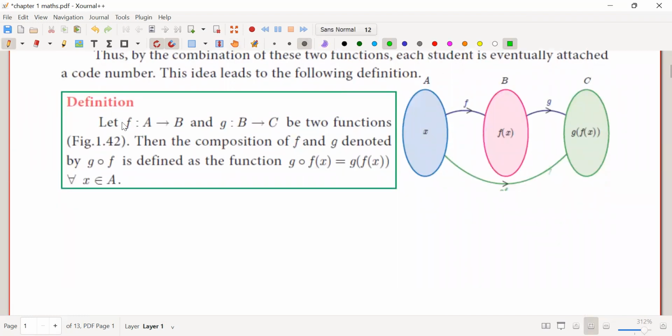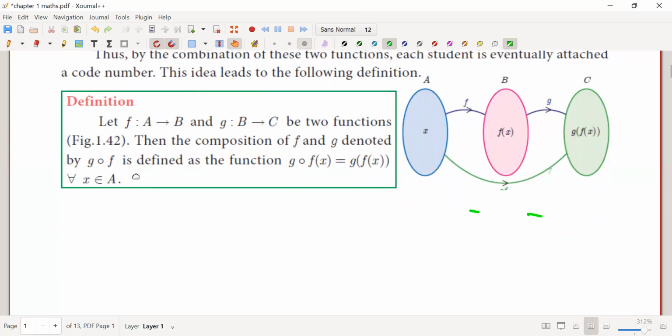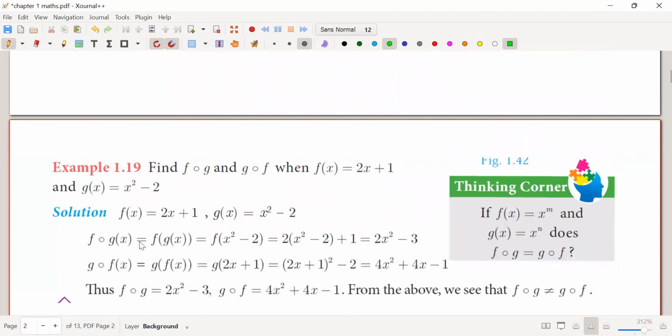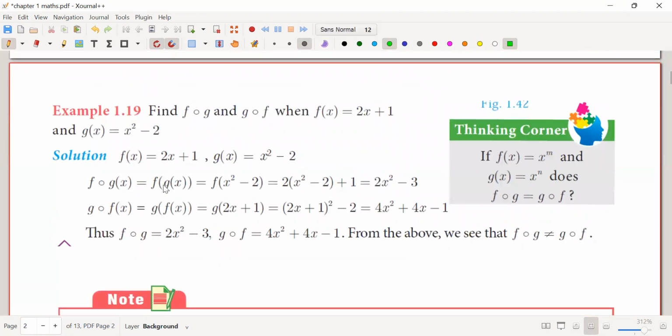Let F from A to B and G from B to C be two functions. Then the composition of F and G, denoted by G of F, is defined as G of F of x, where x is an element of A. Now, when we go through the sum, we will understand it more.